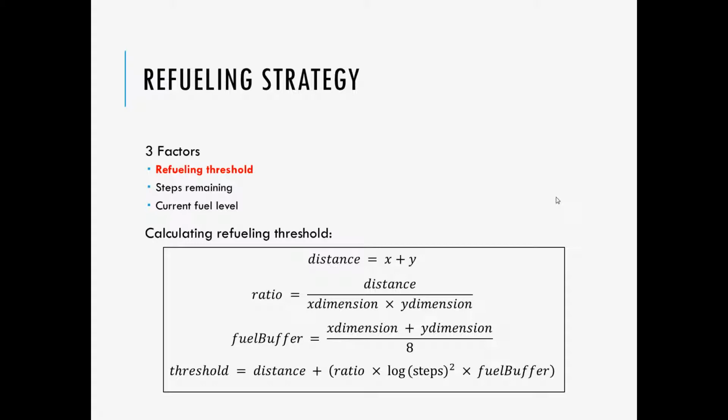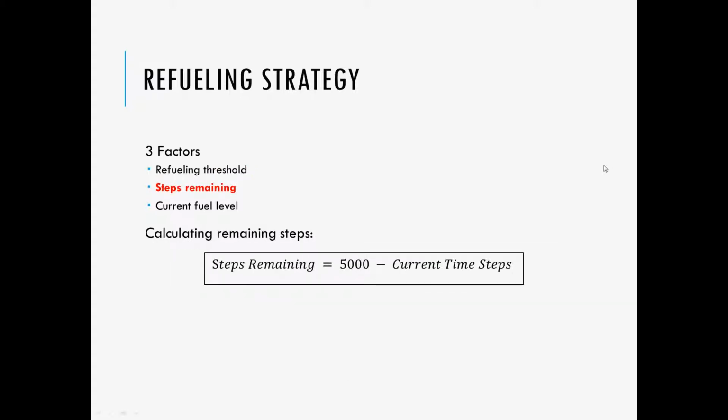Finally, the threshold value is calculated by summing up the distance and the multiplication of ratio, log square of time steps, and the fuel buffer. The purpose of the multiplication is to provide the agent additional buffer by estimating the probability of running into obstacles on the way back. By having this additional buffer, the agent will have enough fuel to bypass any obstacles on the return trip to the refuel station. To calculate the number of steps remaining, simply minus the current time steps value from 5000.